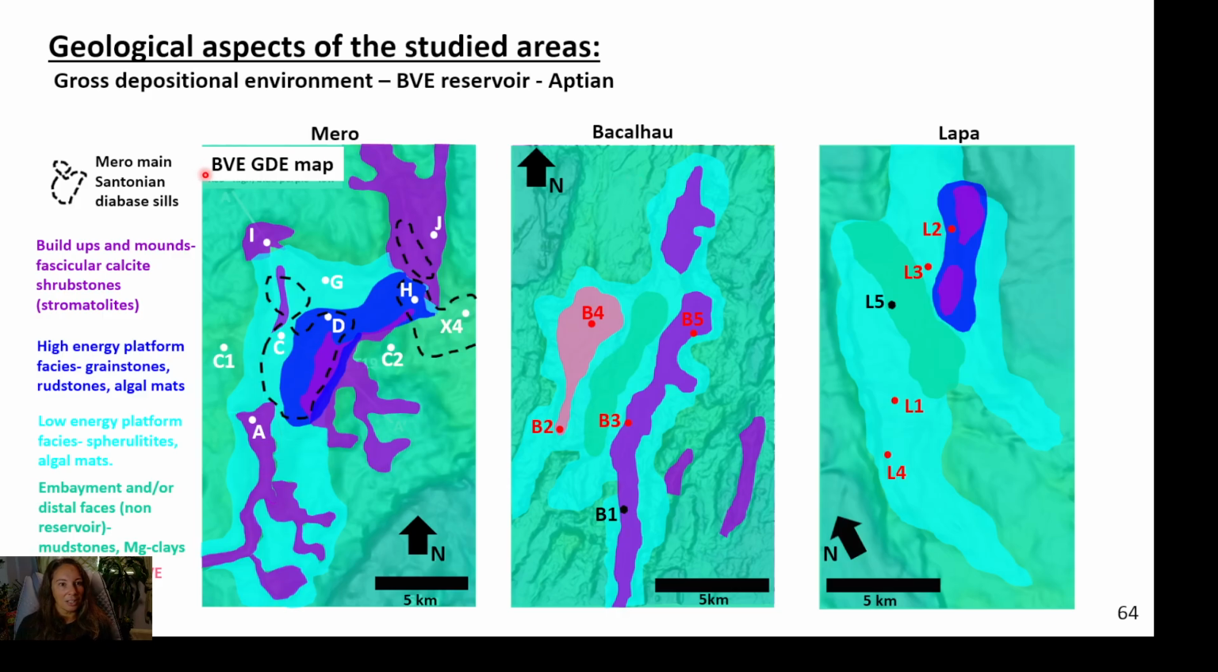Here's kind of an idea of the gross depositional environment. So again, they're not quite the same. They're all in the same basin. You can see that the Mero field, which is the original field trained on, there's a lot of buildups and mounds. There's high energy platforms, so in that blue color, which we don't see in Bacalhau. In Bacalhau, there's some volcaniclastics, which aren't in the original training data set of the Mero field, and not in the Lapa field either. So some variation between these fields in this formation.